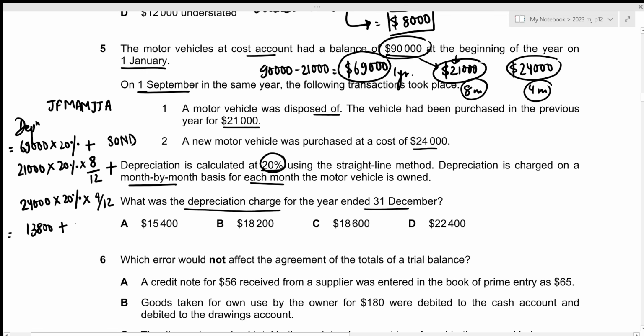For the disposed one, it's going to be 2,800. And for the new purchase, it's going to be 1,600, which gives our total depreciation to be charged for the year to have the value of 18,200, which is given in option B. That's the correct answer. Let's move towards question 6.